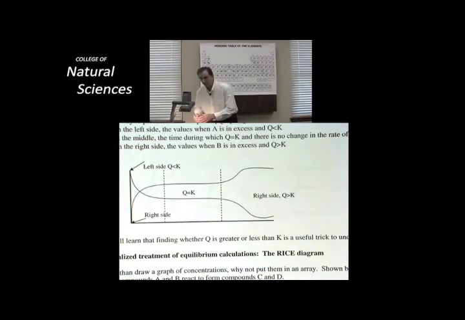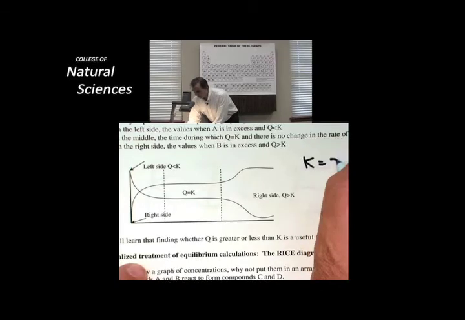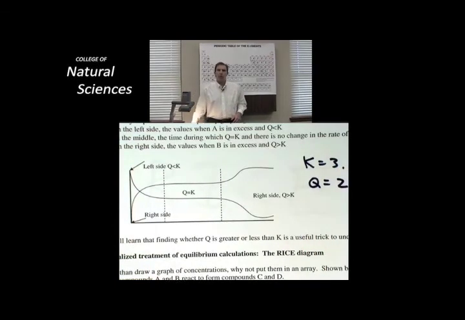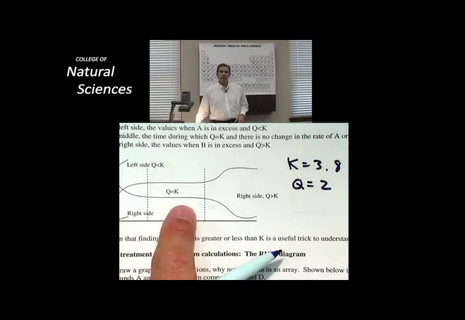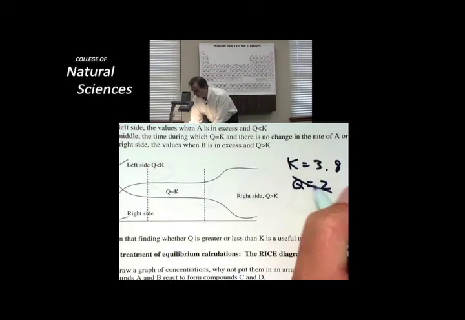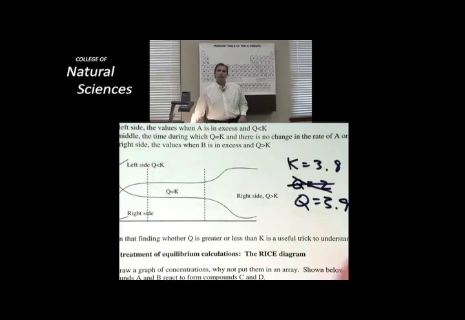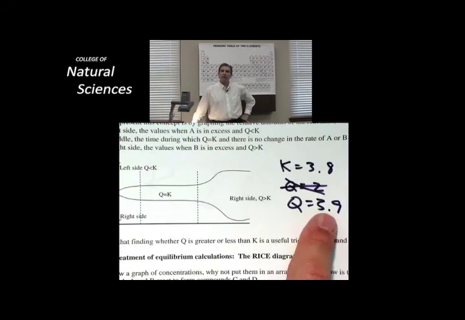So if I show you a number like this, K is equal to 3.8, and I told you I've just done a calculation where Q is equal to 2, you'd go, oh, Q is less than K, the reaction is going to have to shift to the right. If I show you, on the other hand, that Q is equal to 3.9, even though it's not that much more than K, it is greater than K, and therefore the reaction has to shift left.